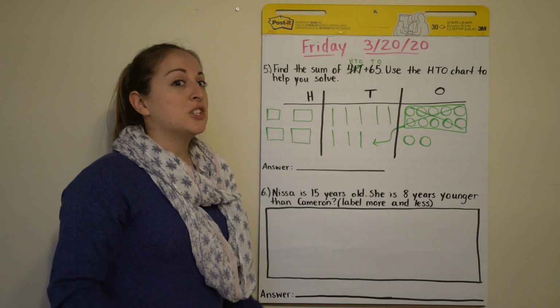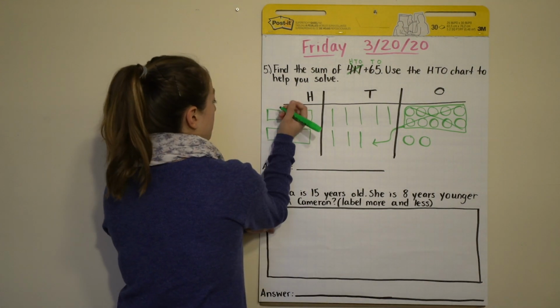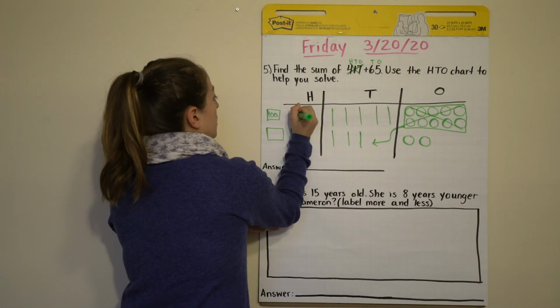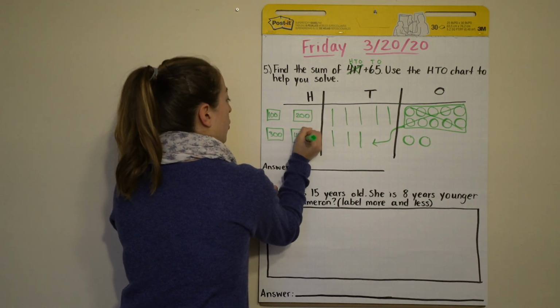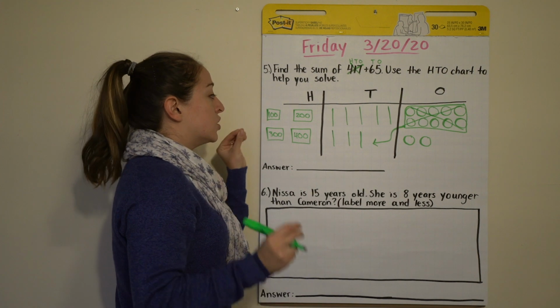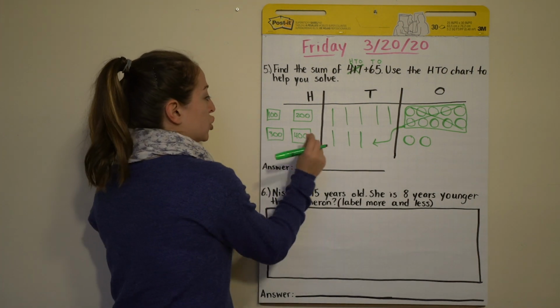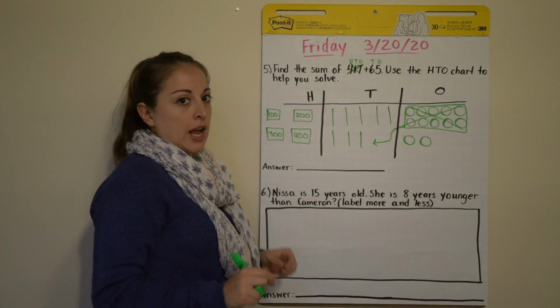All right, let's see which answer I get. So I'm going to start with my hundreds. 100, 200, 300, 400. Now I'm going to start and count by tens, starting at 400. Just start counting by tens.